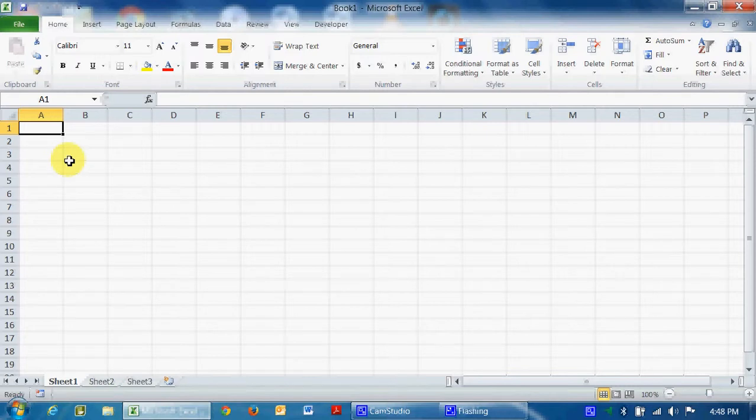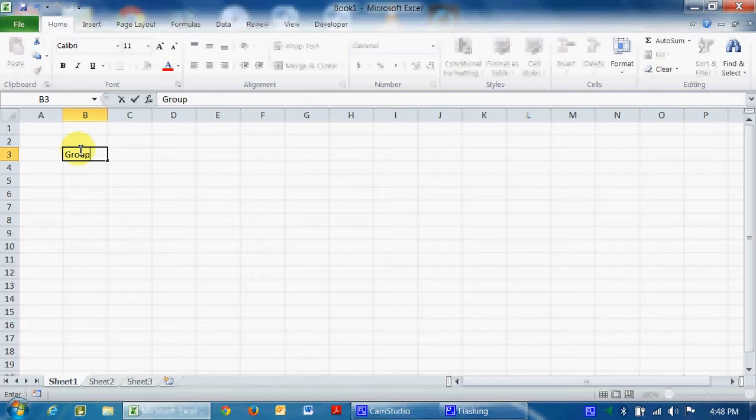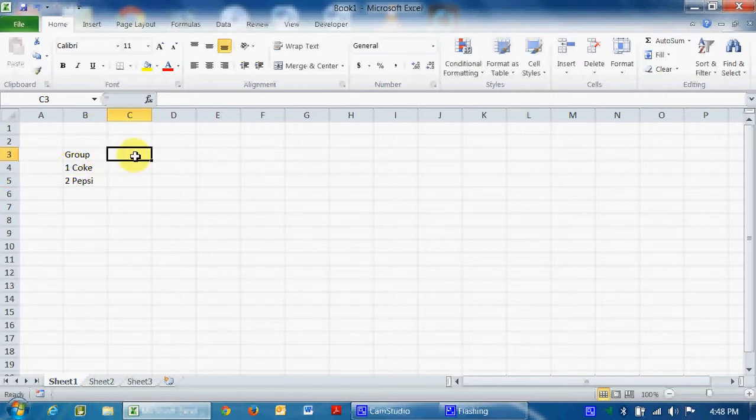So let's see, where do they have this? They have putting group into cell B3. Once again, not too sure why they have everything slid over. So let's go ahead and set up the cell. Okay, we got group, and then we're going to go 1 Coke, 2 Pepsi, and then we're going to have N: 52 and 57.